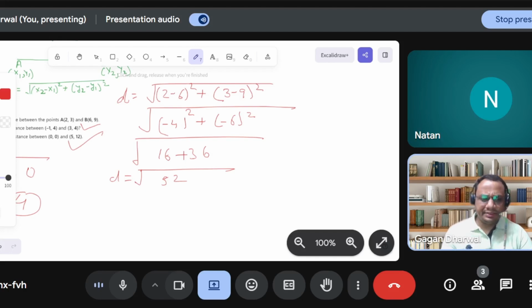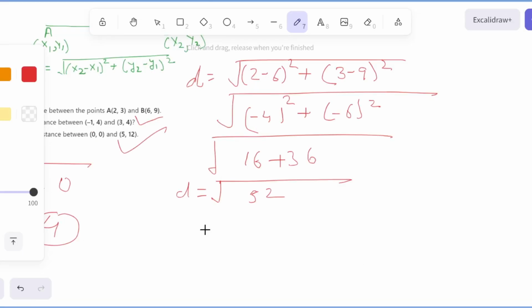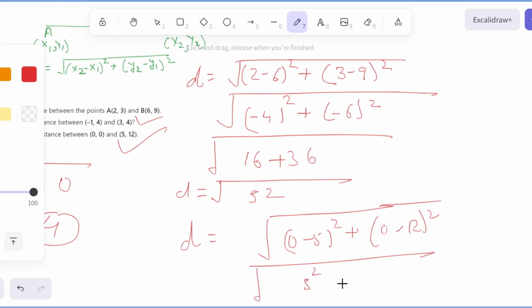So nothing much challenging. We should just remember the distance formula, and then plug in the values of the coordinates given, right? So you just subtract them: 0 minus 5 raised to power 2 plus 0 minus 12 raised to power 2. That's 5 squared plus 12 squared, 25 plus 144 is 169, so the answer is 13, isn't it?